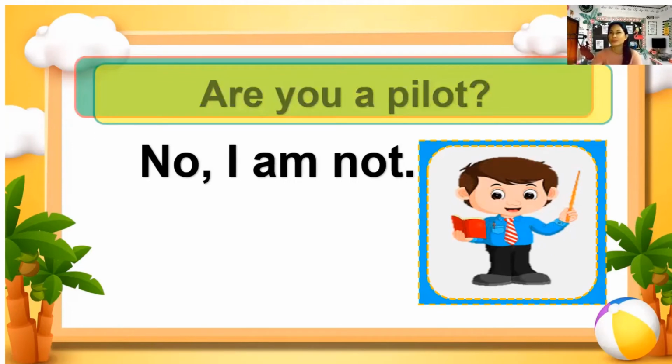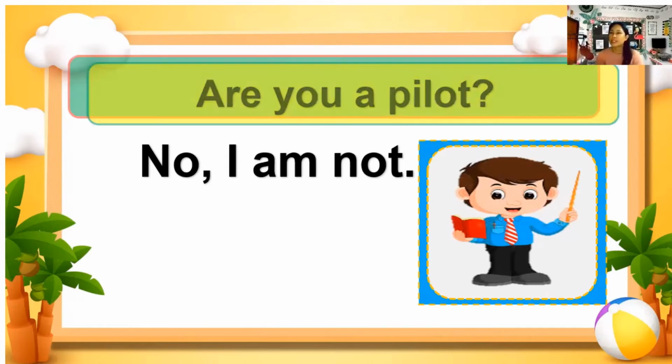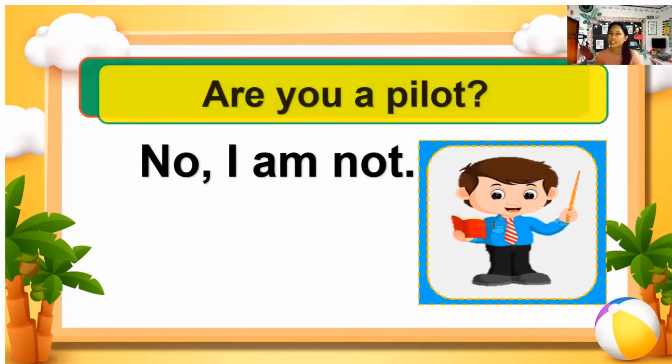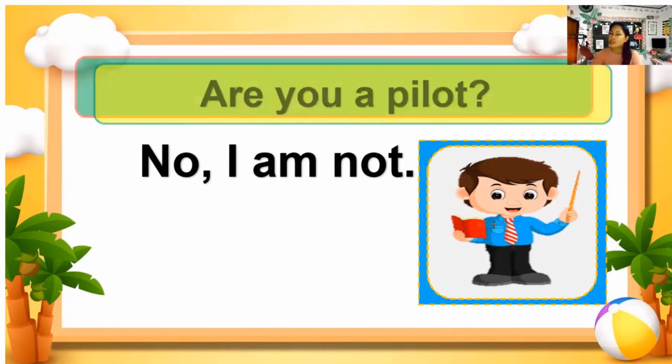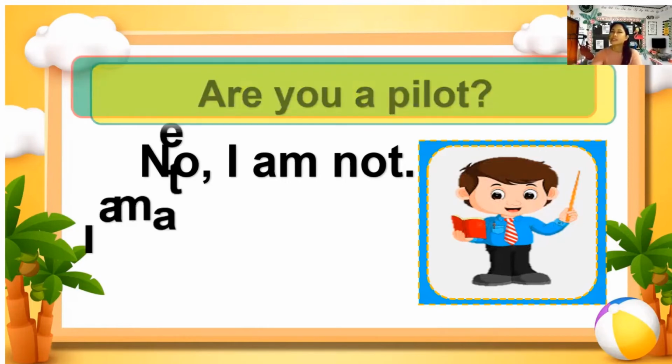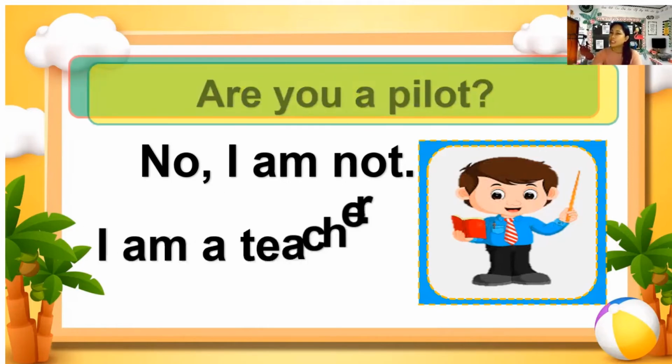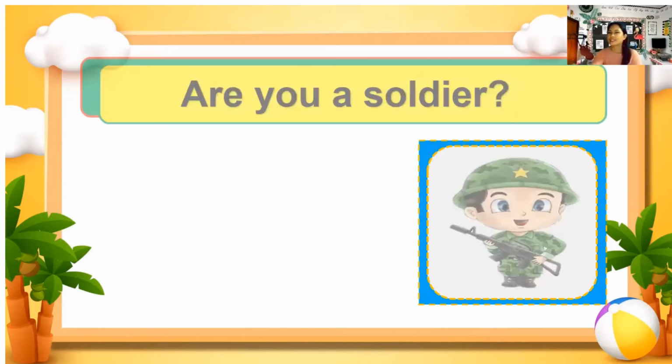I don't know if I can use the word drive for the airplane, but he's the one who's controlling the airplane so we can reach our destination, or where we're supposed to go. Okay. So since the answer is no, we should say what is the occupation or what is our work. For example, no, I'm not. Then you will say, I am a teacher. All right, let's keep moving.